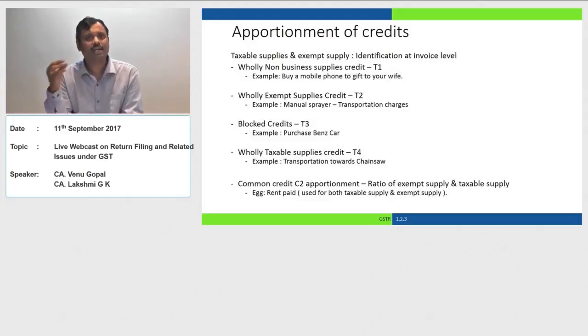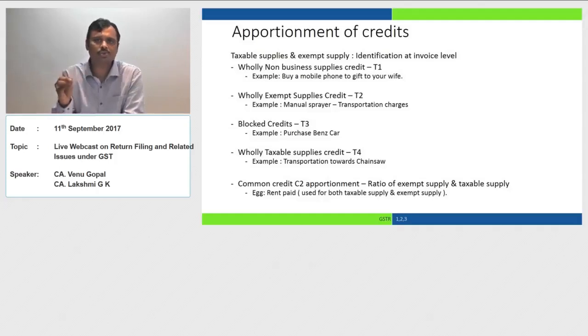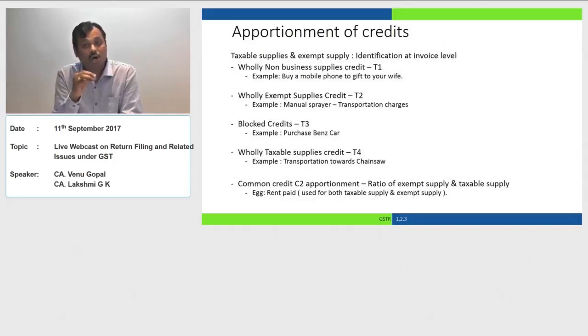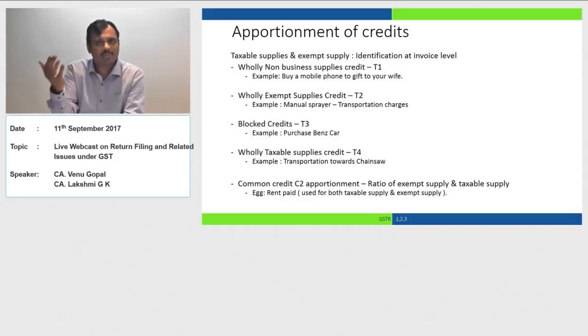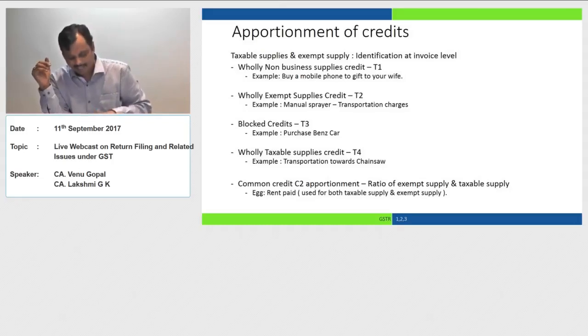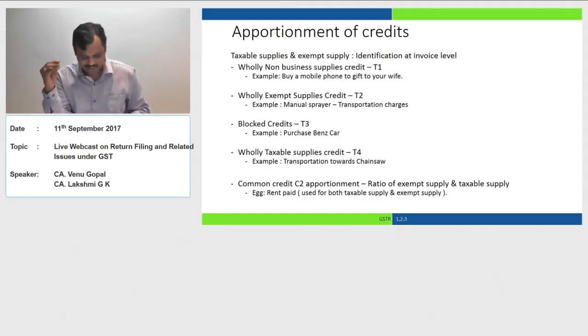The situations where you have inputs both for taxable and exempted goods, they are called common credits. So what is eligible input tax credit for you is T4, which is wholly or exclusively used for the taxable outward supply, and common credits. All common credits, you are eligible to take the input tax credit fully upfront. Then you will reverse the portion which is attributable to the exempted supply. The mechanism is explained in the subsequent slides, I will explain it as and when it comes.